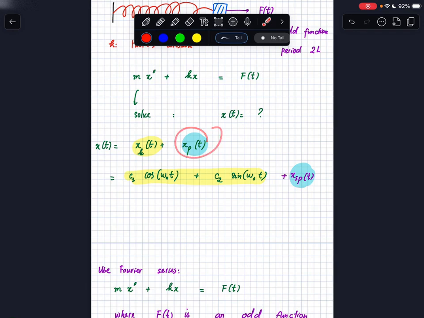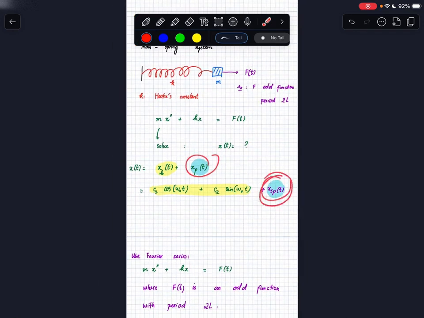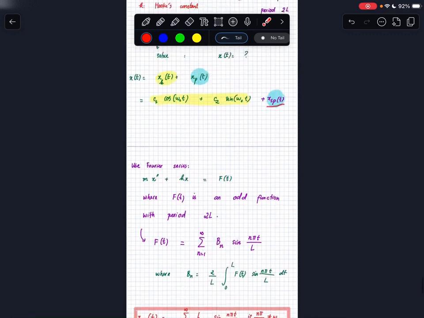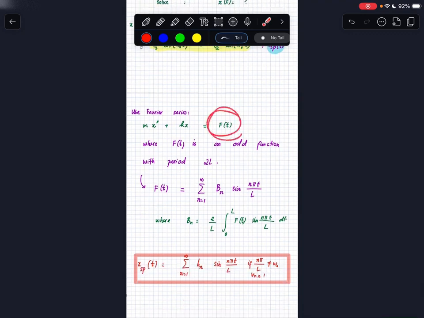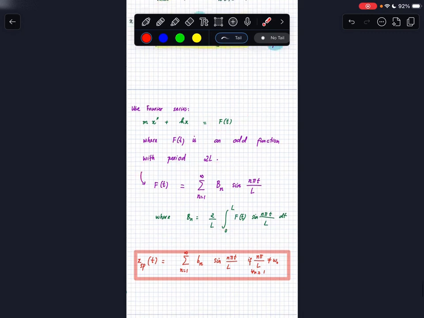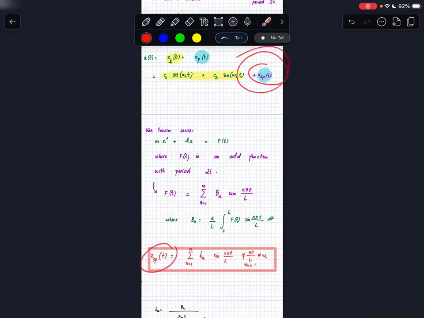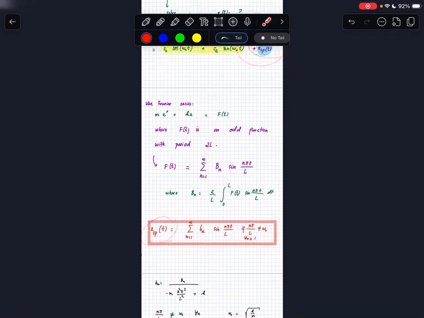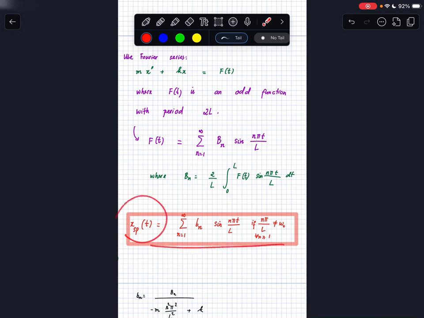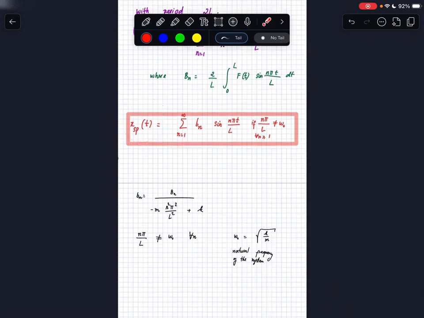For the particular solution, we look for x_sp, the steady periodic function, and we use Fourier series to solve for x_sp. So we write down the Fourier series of F, and we compute that explicitly. Given a force F, we can compute the Fourier series of F. And the particular solution here, the steady periodic function, is given by this one under the condition that omega naught is different from n pi over L for all n.